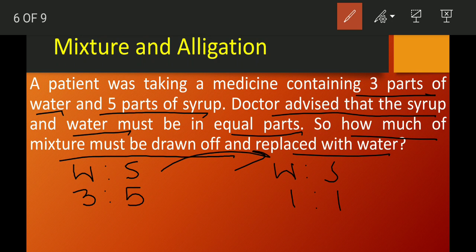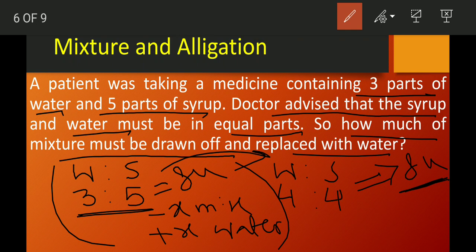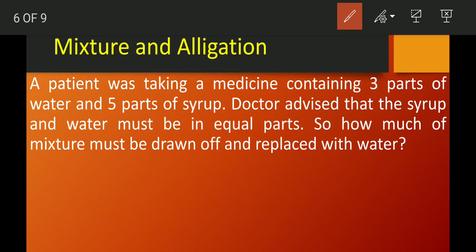To make this possible, we are drawing off some amount of mixture and adding the same amount of water. But in this procedure the total quantity of the mixture doesn't change. That is, initially if it was 8 units, finally it is also 8 units. So this can be made 8 units if we just multiply this by 4. Now we can simplify this: 3:5 now becomes 4:4.